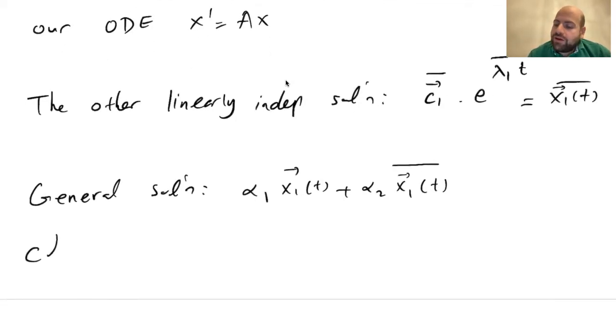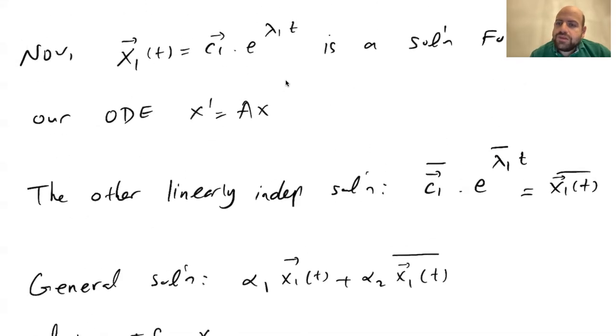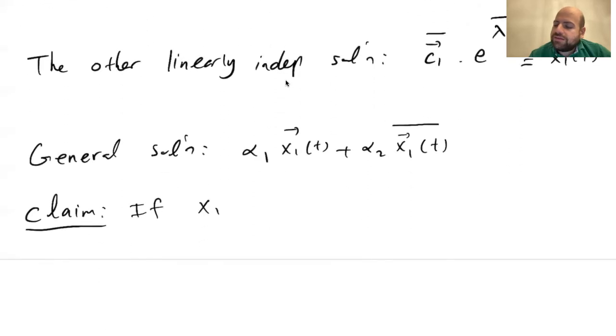Now I want to make a claim that the general solution can be written this way. Remember X1 of t is a complex valued solution. I can write it this way: let's say I write X1 of t as u of t plus i v of t.